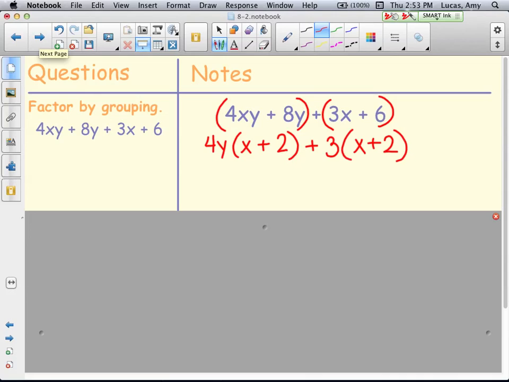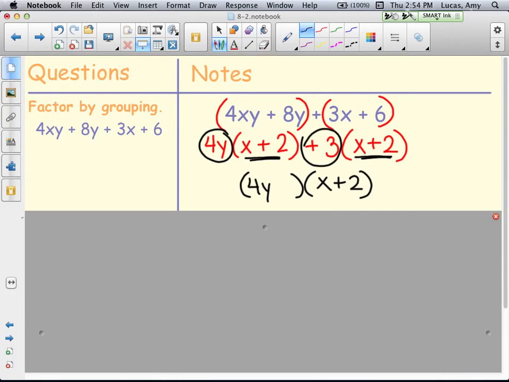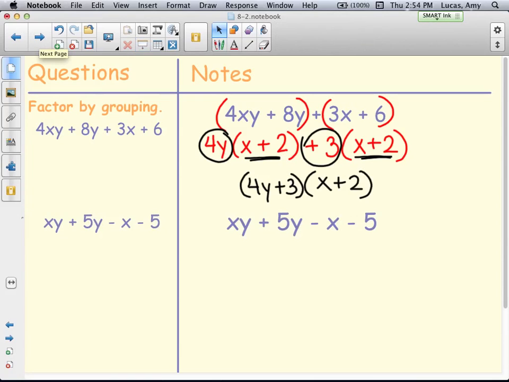So now what you should notice is that I've pulled out their GCF, and it's left me with a common factor of x plus 2. So factoring by grouping, what was being multiplied by that x plus 2? First was 4y, and then was a 3. So I can write it as a binomial, 4y plus 3, because they were each being multiplied by x plus 2. That's factoring it by grouping. Let's do that again. Split.